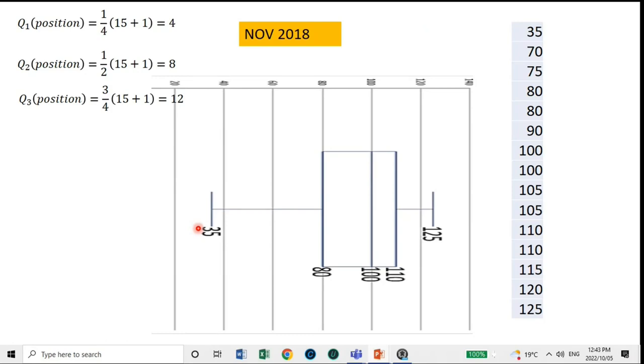November 2018. What the heck do we have here? We have a box and whiskers that is sketched in a weird way. So there we have all the numbers over there. And there we have the 35, which is the lowest, and the 125, can you see, the highest? Lowest, highest, Q1, Q2, Q3.